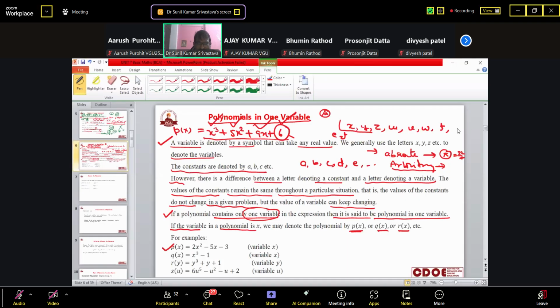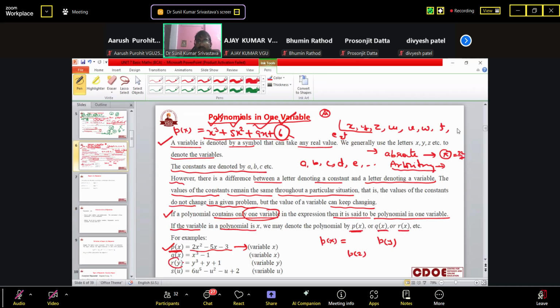For example, we have the polynomial in x. P(x) means, what is the meaning of this? We have a polynomial in the variable x. That is the meaning. Here, P(y) means we have a polynomial in variable y. P(z) means we have a polynomial in variable z. So we have the polynomial P(x), where the variable in the polynomial expression is x. So we write 2x square minus 5x minus 6. The variable here is x.